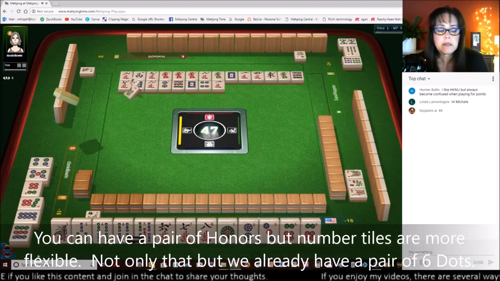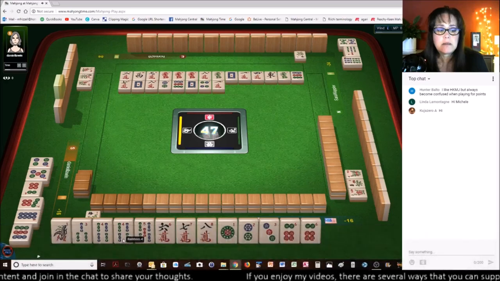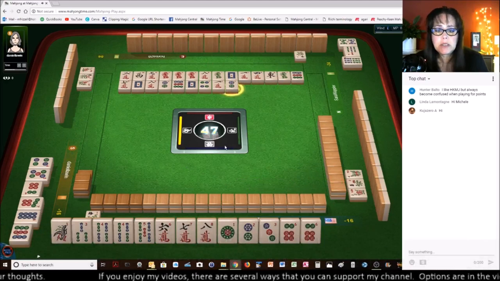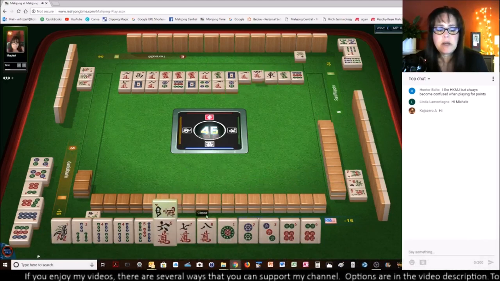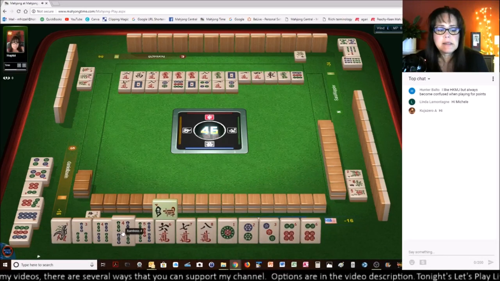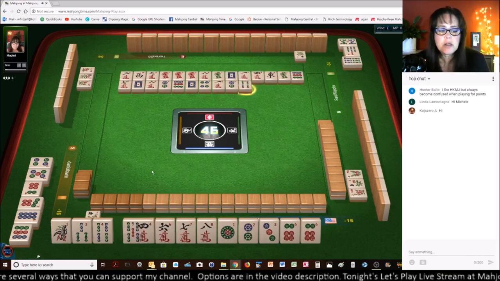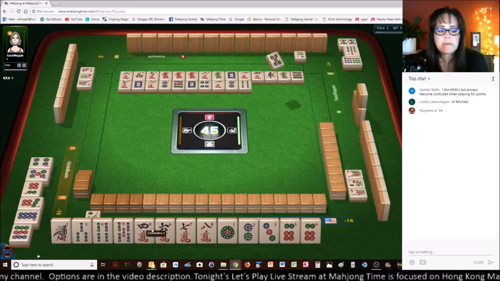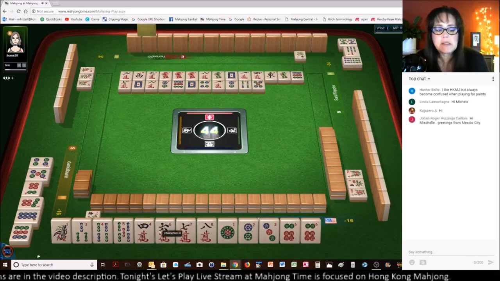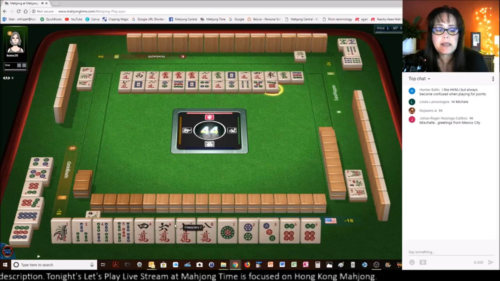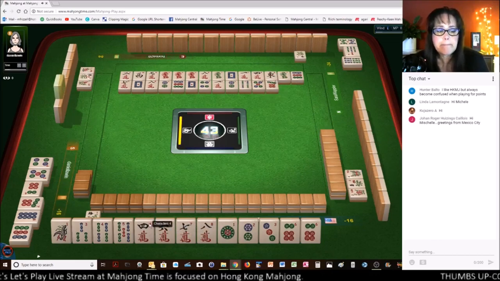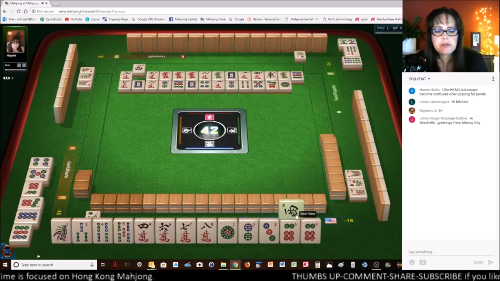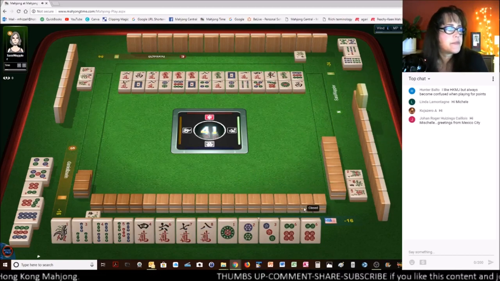One character. 5 bam, 2 bam, 6 bam, those would all be good. 4 crack, we already have a chow. Let's keep it and get rid of the 4. 4 bamboos. So now we have two potential chows with a 4-6 and 7-8. One dot. Pass on that. No honors. We don't need honors.